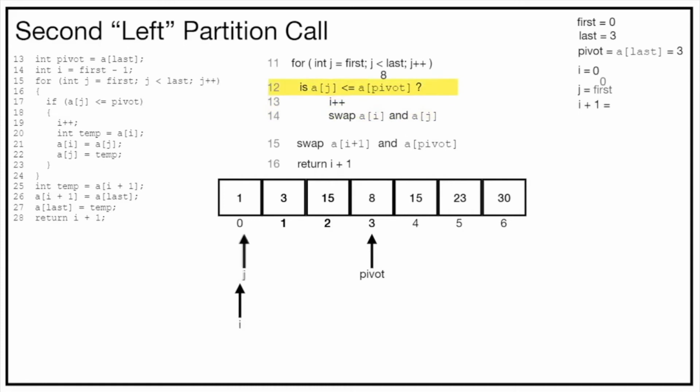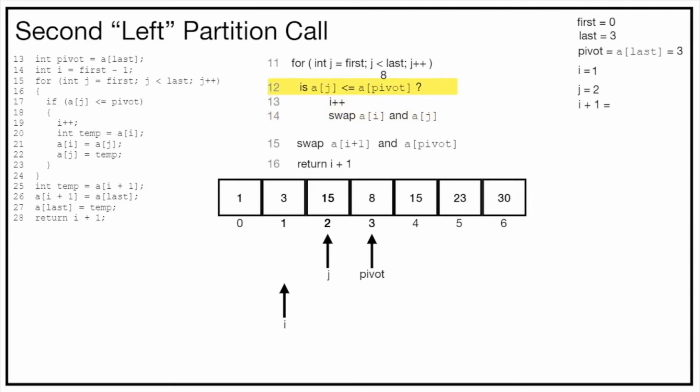Moving forward, we increment j, and it is now equal to 1. We check, is 3 less than or equal to 8? True. This means we increment I again. I is now equal to 1, and we swap I and j. And now we check again.